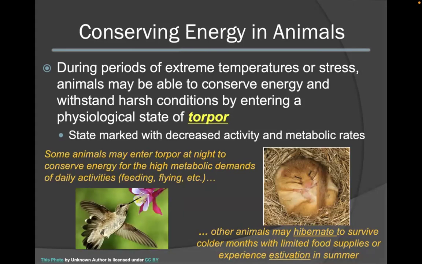And finally, some animals may be highly adapted to withstand periods of extreme temperatures or periods of extreme stress. In this instance, animals may be able to conserve their energy by entering into a state called torpor. Torpor is usually a state that has a marked decrease in physical activity as well as a marked decrease in metabolic rate. Some animals can enter torpor daily, such as this hummingbird that enters torpor at night in order to conserve energy for the high metabolic demands it experiences during the day.